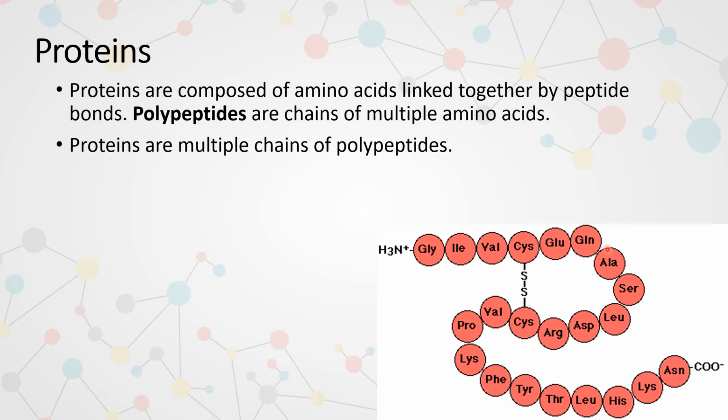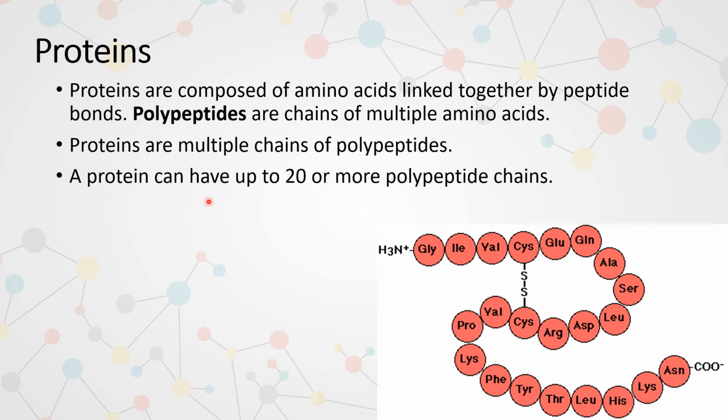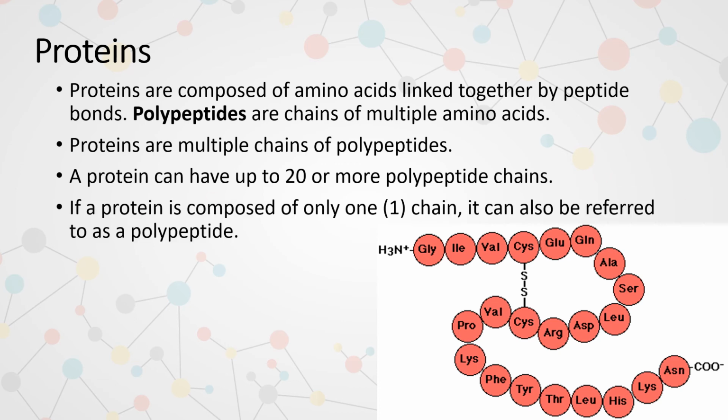So, pag madaming isang ganito at another pang polypeptide, ilang polypeptide kaya ang kakailanganin para makabuo ng isang protein? So, a protein can have up to 20 or more polypeptide chains. So 20 polypeptides, that's one protein. Okay? If a protein is composed of only one chain, it can also be referred to as a polypeptide.